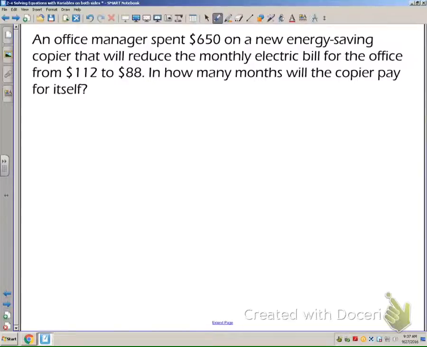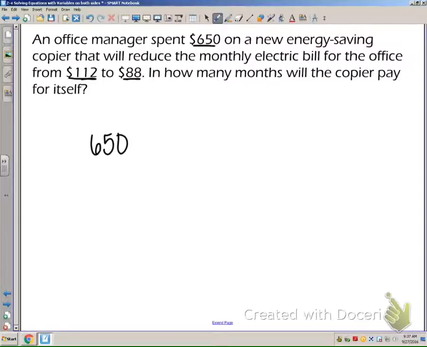It says an office manager spent $650 on a new energy-saving copier that will reduce the monthly electric bill for the office. He spent $650. It says it's reducing the electric bill from $112 to $88. In how many months will the copier pay for itself?